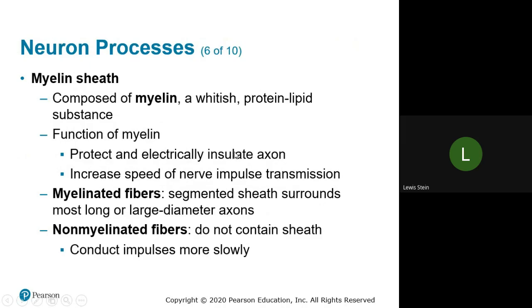This is the myelin sheath. Myelin is very important. Myelin is a protein and fat material. So it's a very unique material that's a wonderful insulator. So it's protective and insulatory, and it increases the speed.